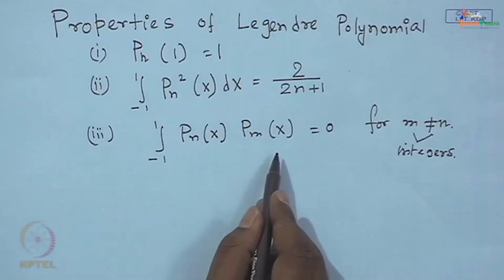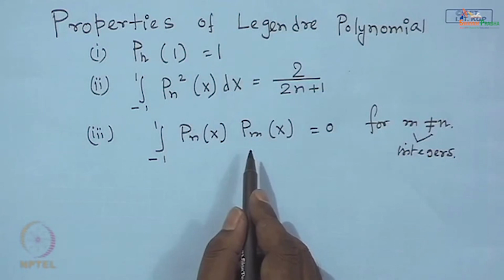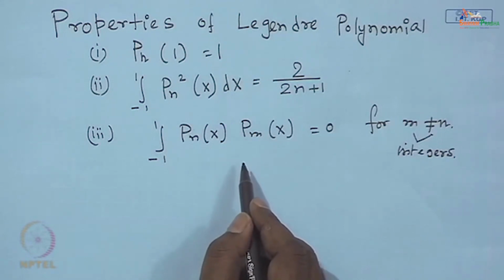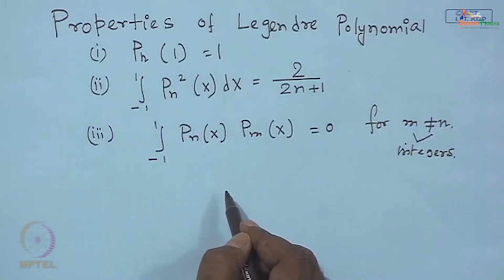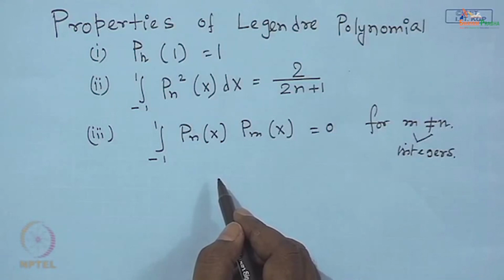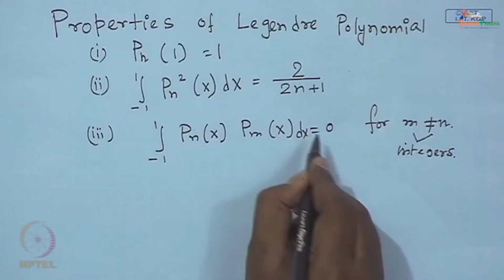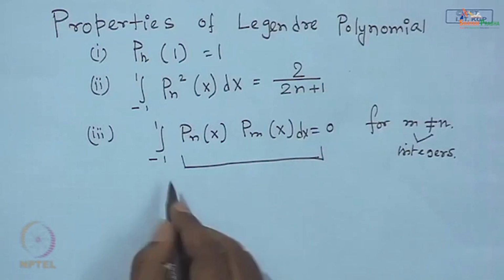So, this is also known as the orthogonal property. If you remember the inner product as we have defined earlier, for two vectors we found that the inner product between the two vectors will be equal to 0. In case of a continuous function, the inner product is replaced by an integration. So, the integration of P n x multiplied by P m x dx will be equal to 0. Therefore, this is also known as the orthogonality condition.